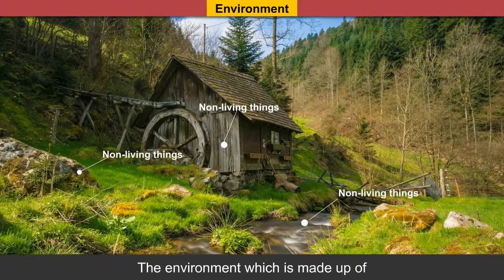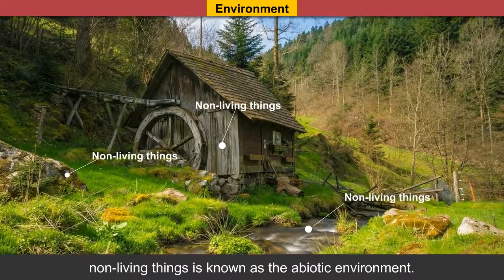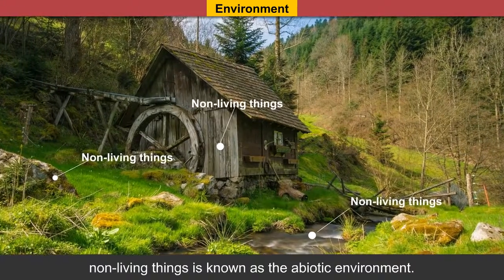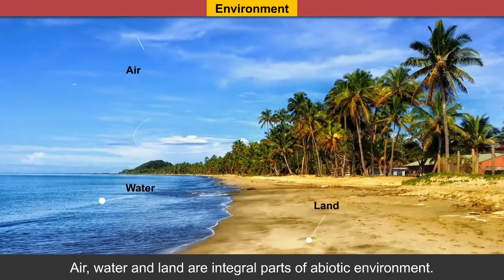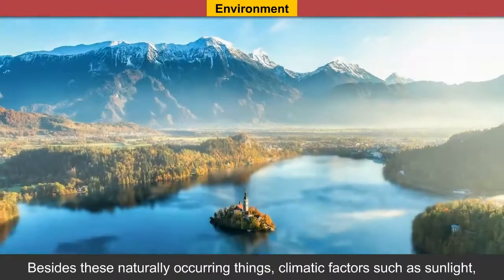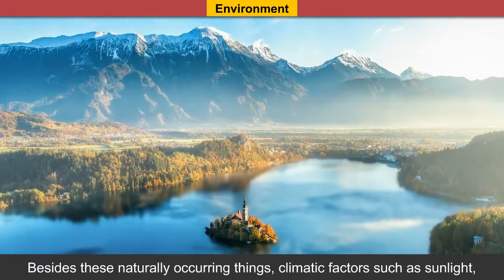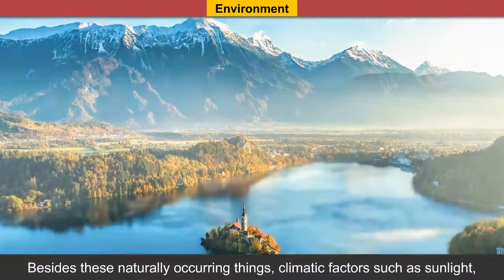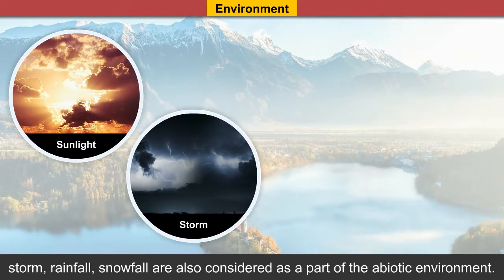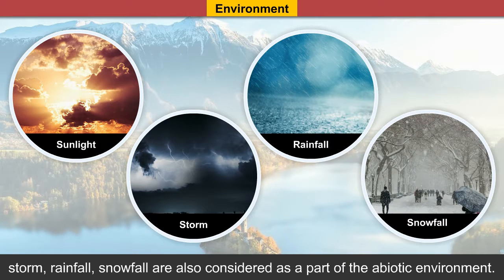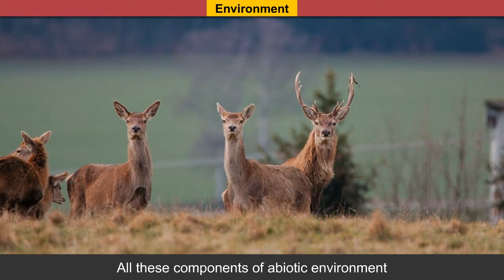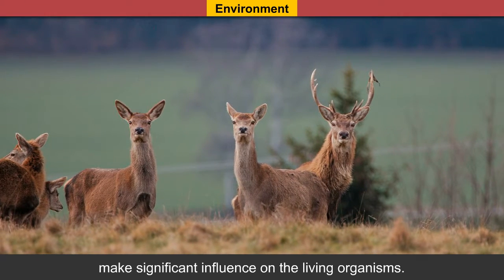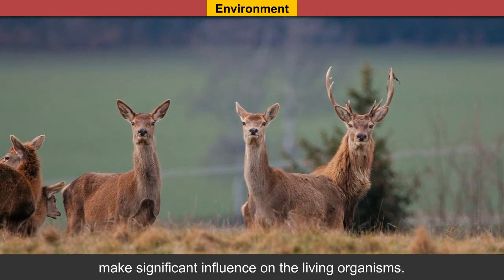The environment which is made up of non-living things is known as the abiotic environment. Air, water and land are integral parts of abiotic environment. Besides these naturally occurring things, climatic factors such as sunlight, storm, rainfall, snowfall are also considered as a part of the abiotic environment. All these components of abiotic environment make significant influence on the living organisms.